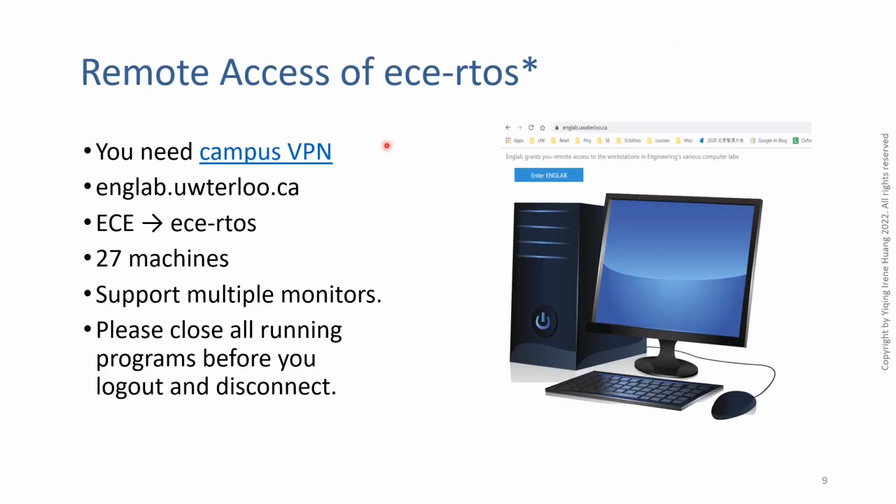When we are online, the lab facilities are accessible through remote desktop session. First, you need to be on Campus VPN. Then you go to this website, englab.uwaterloo.ca. Select ECE, ECE RTOS. There are 27 computers in that lab, and I find it useful to enable the multiple monitor support. It makes a big difference when you do programming development. Lastly, please remember to close all running programs before you log out and then disconnect.